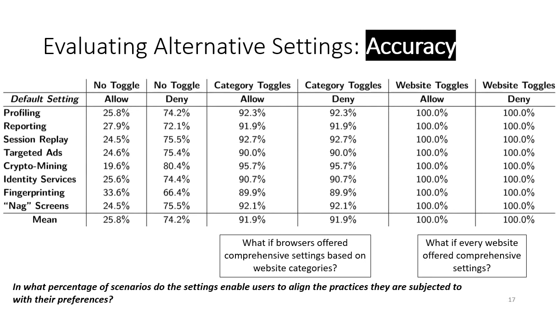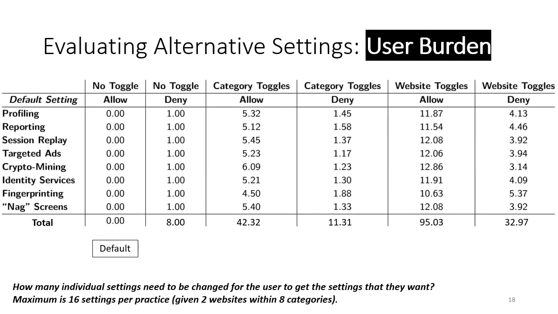But measuring only the accuracy gives only half of the picture. And so user burden is also important to evaluate these alternative settings, because these different models offer wildly different amounts of burden. You can see that the no toggle allow default is actually what we're currently considering to be the default, and therefore has no user burden associated with it. And it only takes one setting change to move from this setting to no toggle deny.